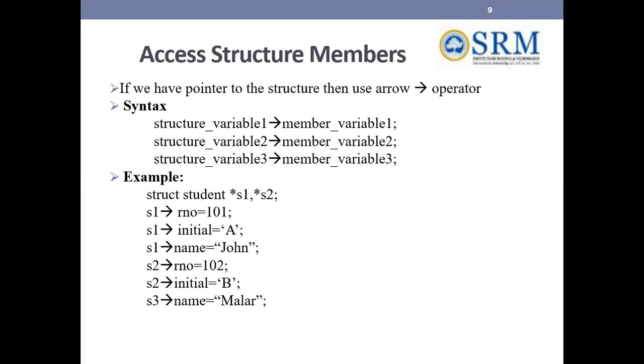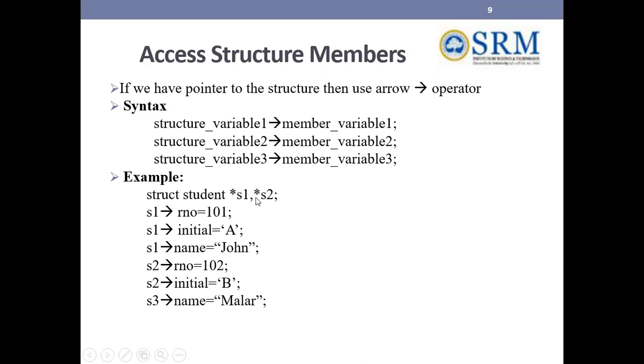For example, here I am creating pointer structure variables. Here I am using the star; star denotes a pointer variable. Struct student, I am creating two pointer variables, structure variables S1 star and S2 star. Then how to assign the values for the first student? S1 arrow register number 101, S1 arrow initial, S1 arrow name, the same process of assigning values.